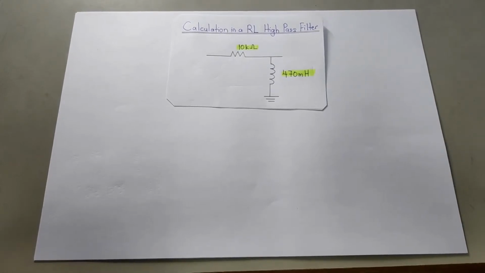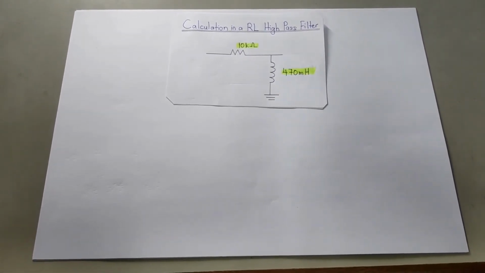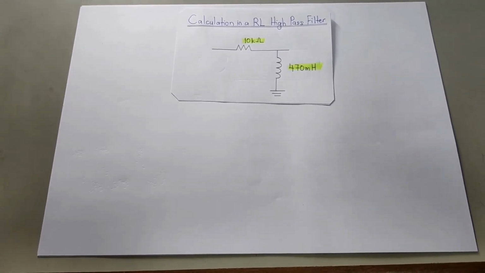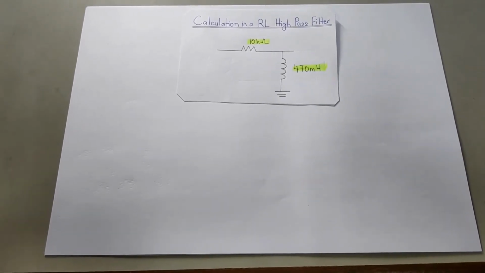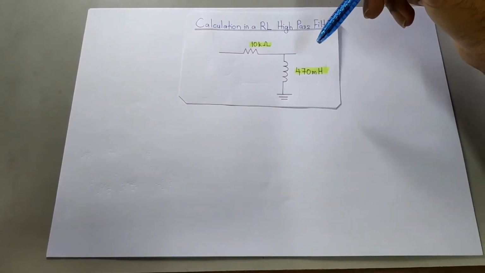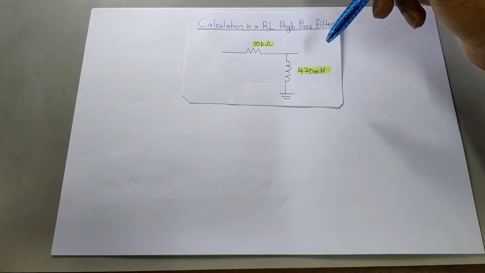Okay, now let's see the calculation involved in an RL high pass filter. For this circuit, we use a 470 mH inductor and a 10 kilo ohm resistor with the following circuit configuration. The circuit will form a high pass filter, passing high frequency signals through to the output while filtering low frequency signals through the inductor.